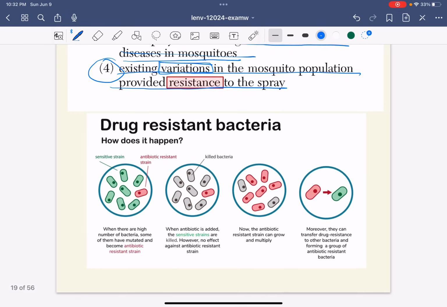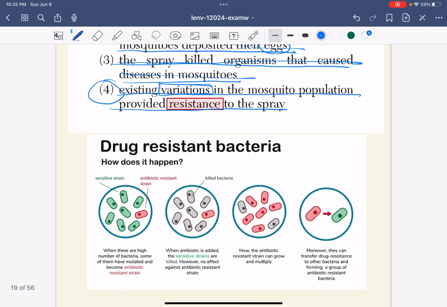So here's an example, okay? Now, this isn't mosquitoes, this is bacteria, but we're going to use the same concept. So let's say that this is bacteria that causes strep throat. Have you ever had strep? Your throat hurts, you're coughing up a storm, you have a fever, and in order to cure yourself from strep, you take antibiotics.